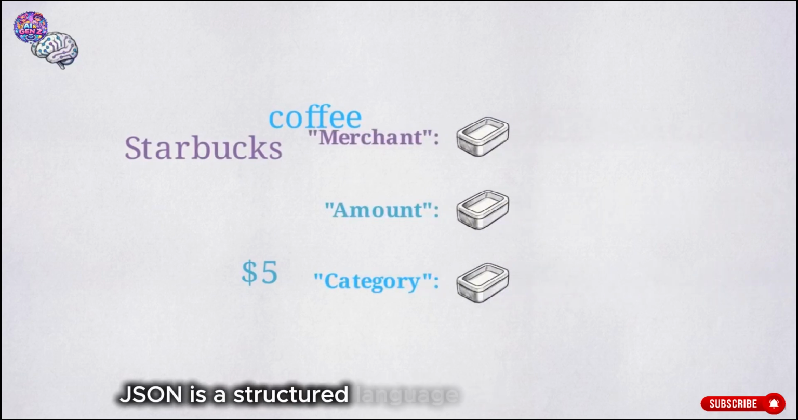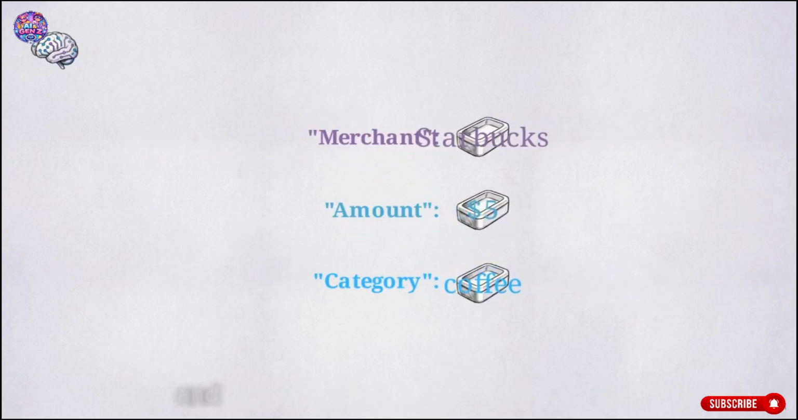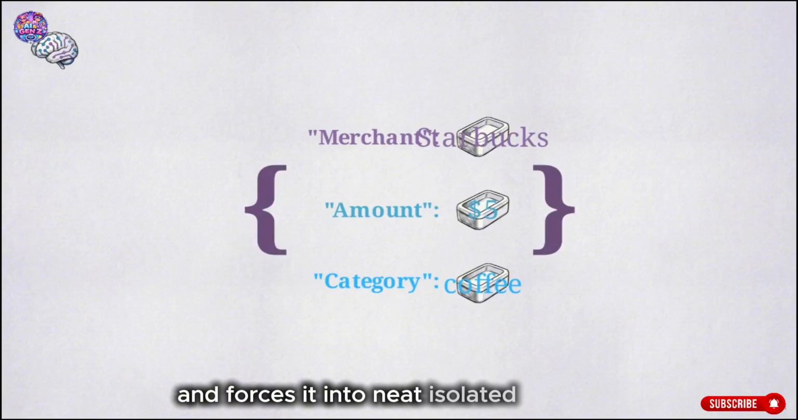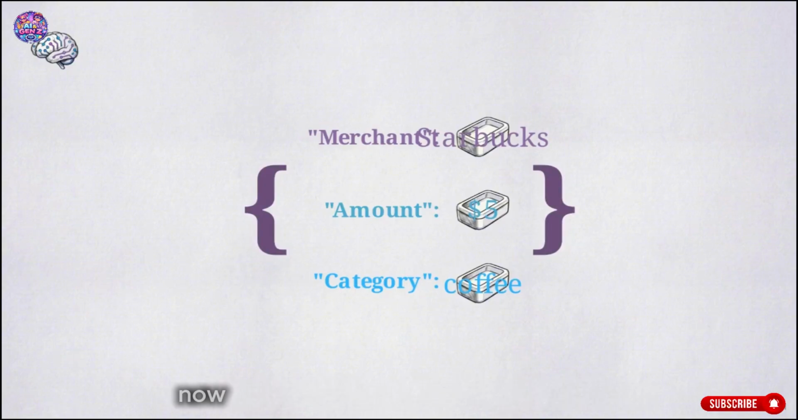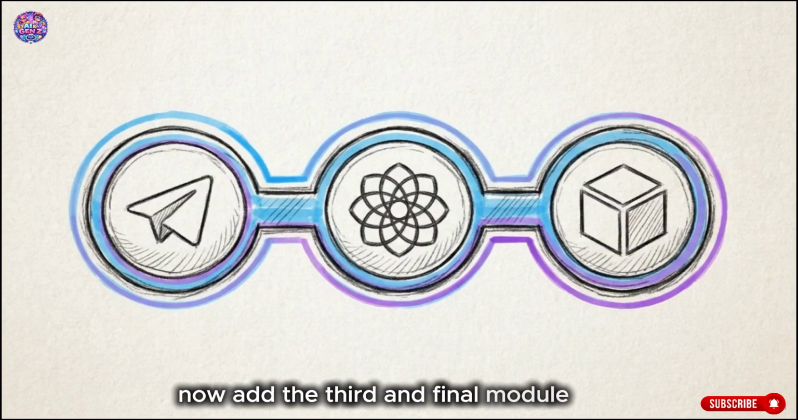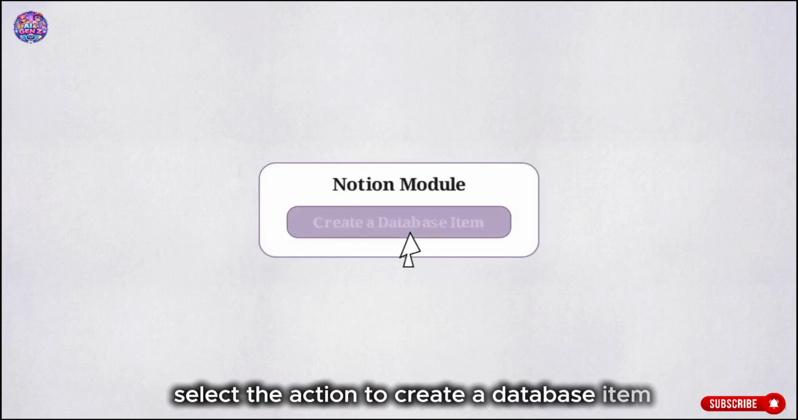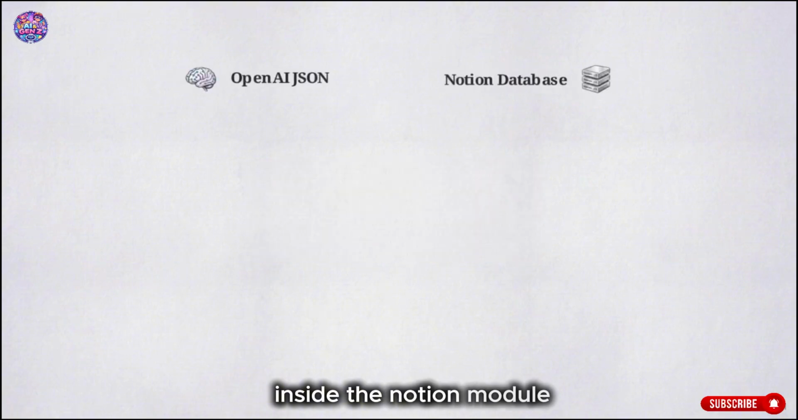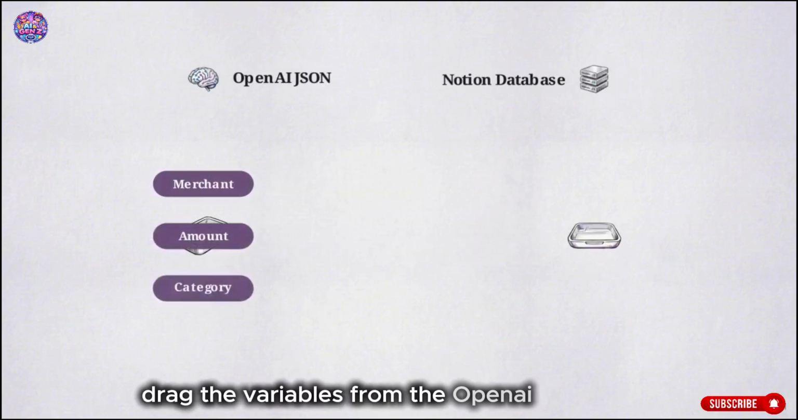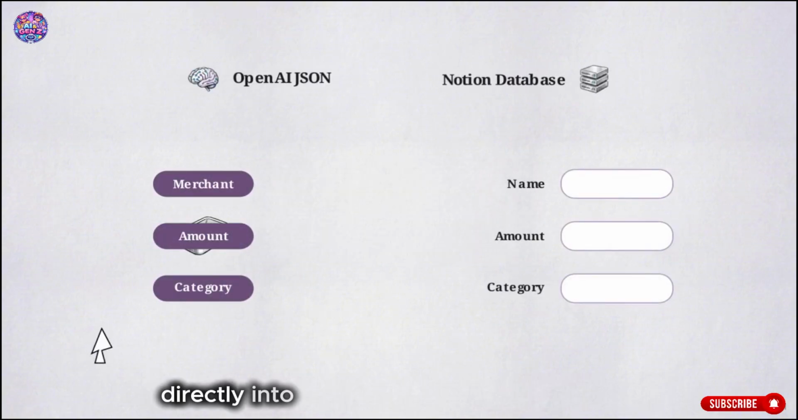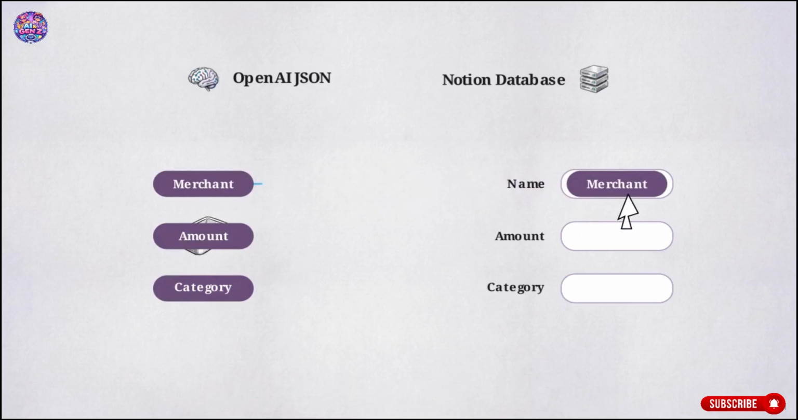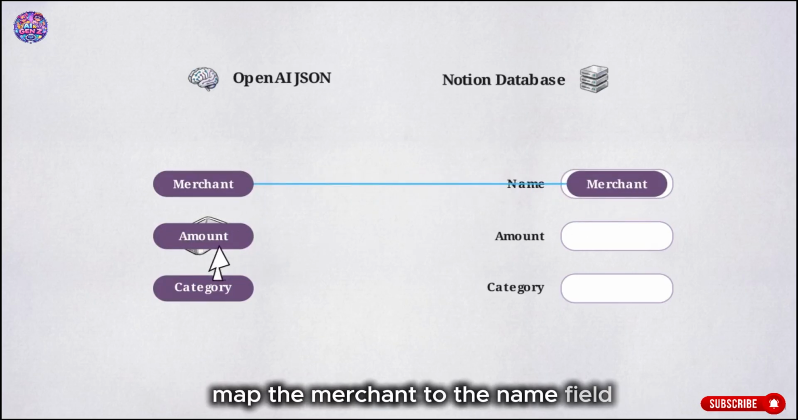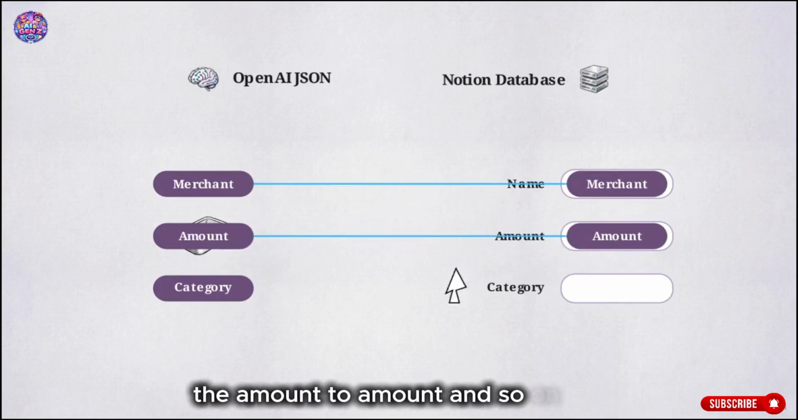JSON is a structured language that takes messy text and forces it into neat, isolated data boxes so other applications can process it. Now add the third and final module, Notion. Select the action to Create a database item. Inside the Notion module, drag the variables from the OpenAI JSON output directly into the blank fields in your database. Map the merchant to the name field, the amount to amount, and so on.